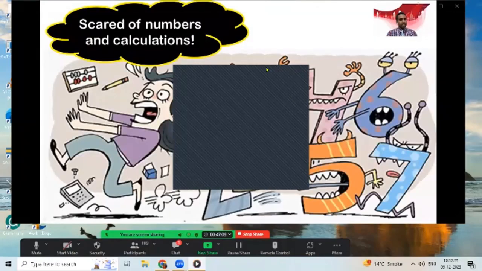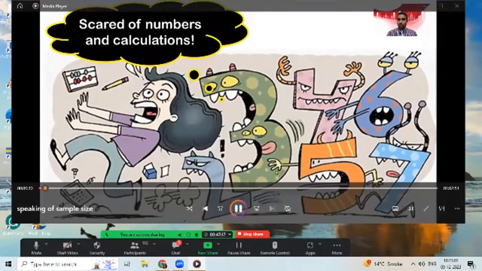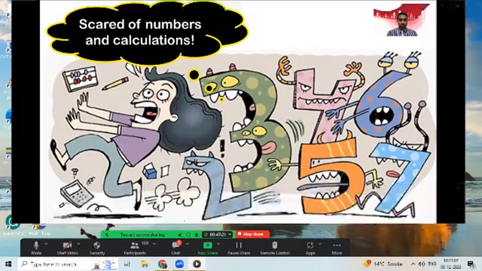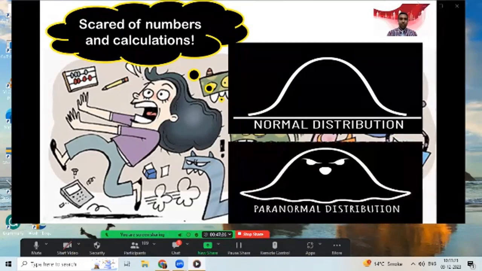What kind of complexity does it have? Generally, sample size calculation is something like a number game, which involves many formulae and mathematical calculations. So too many numbers appear to be scary for researchers. Moreover, if you ask about the normal distribution, a simple question, even the normal distribution will appear like a paranormal distribution to them.